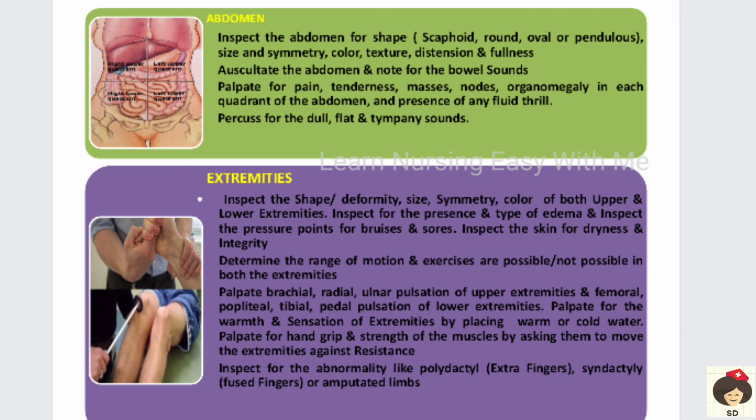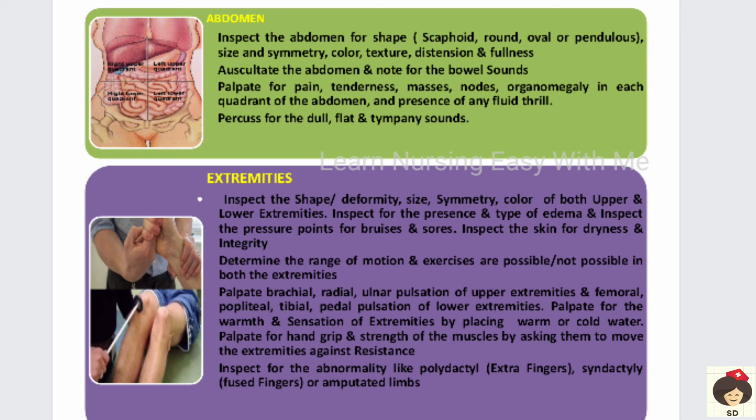Okay, like heels, knees, elbows. These are all pressure points. In that you have to see if the patient is having any bruises or any sores. And also the skin of the extremity should be observed for dryness or integrity. Integrity, sometimes patient will have wrinkles, or sometimes patient will have flabby muscles due to lack of nutrition. There won't be thick muscles. Okay, this all you have to assess.